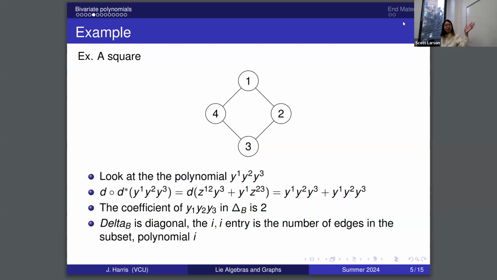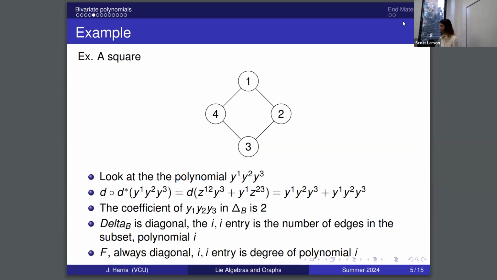And t is the coefficient of that. That's determined by the degree of this polynomial. And as you can see, y1, y2, y3, degree 3, it corresponds to the subset that has size 3. So that's how we see that, okay, this bivariate polynomial actually does mean something for simple graphs.